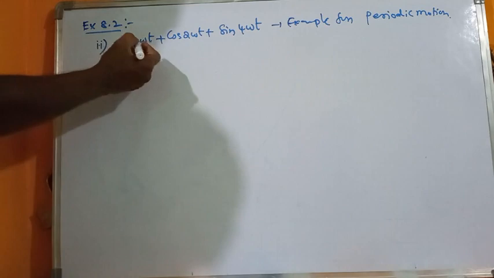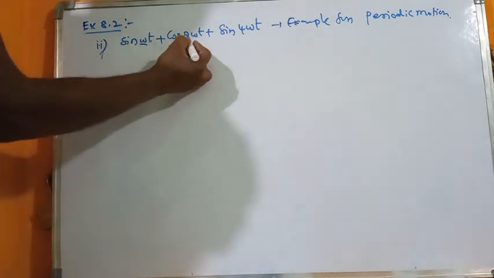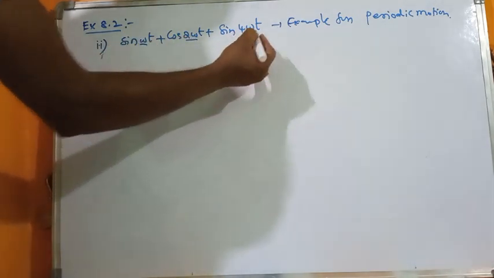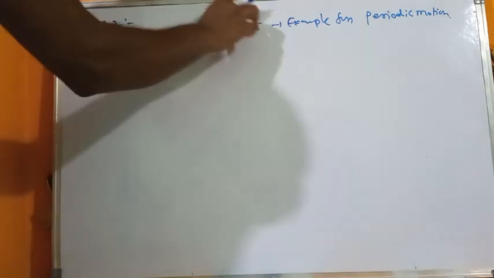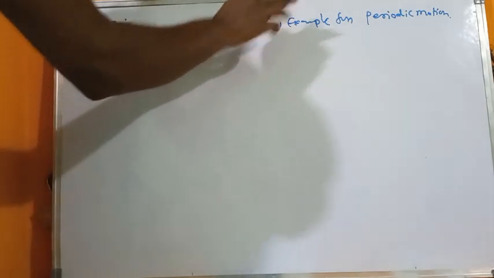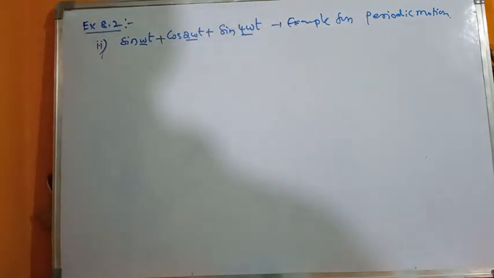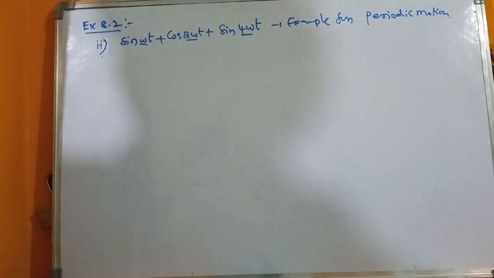So this one has only one frequency, this has two frequencies, and this has four frequencies. But the system, meaning the combination of these three, is a periodic motion. And for periodic motion we have another definition: it is the shortest time taken by the particle to complete one oscillation.